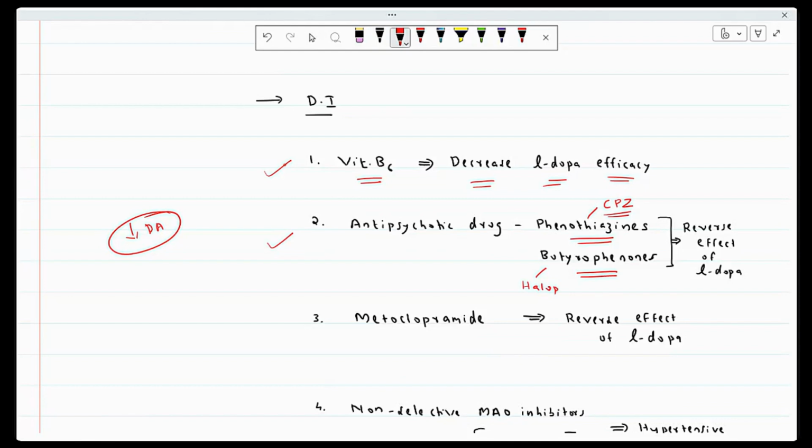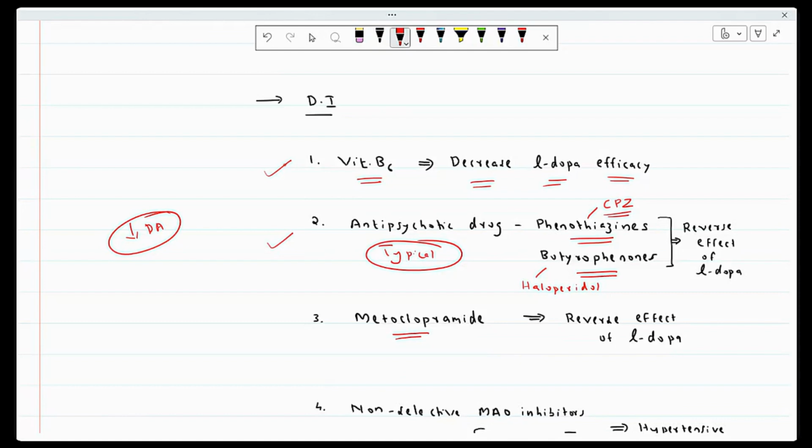So these are called typical antipsychotics. Typical antipsychotics should not be given with levodopa-containing drugs. Drug interaction can come. The effect of levodopa will be reduced or reversed. Hope it is clear. Now the antiemetic drug metoclopramide, can we give metoclopramide?